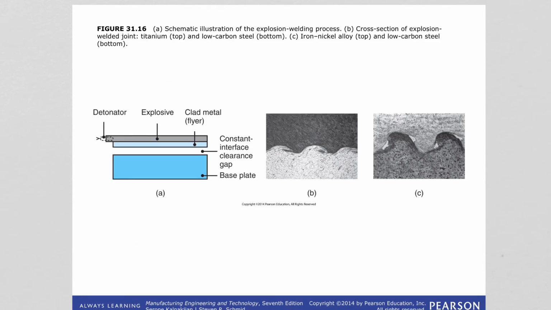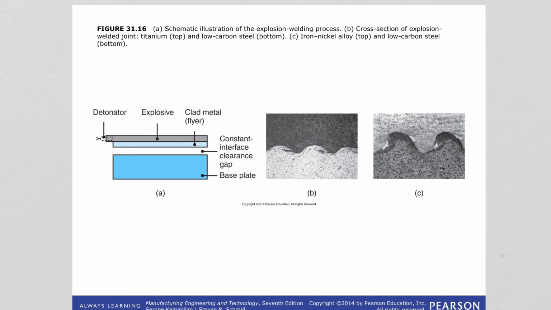Here we are seeing an illustration of this process: the explosives, the clad metal and the base metal. There are two different examples, two different systems: titanium and low carbon steel joined together, and iron nickel alloy joined with low carbon steel together in image C.